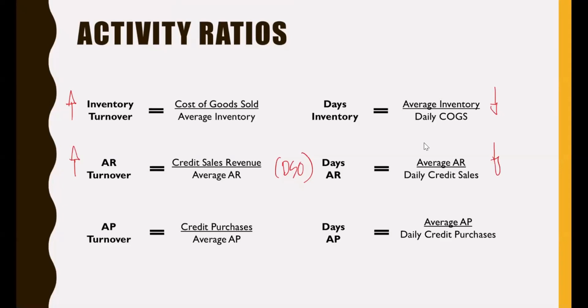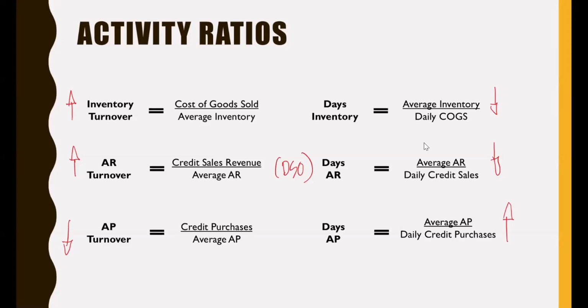But for accounts payable, we would want to have a lower turnover. Gusto natin ilang beses lang tayo magbayad in a given year. And of course, we would want our accounts payable to be outstanding for more days. Ayan. So ayan ang activity ratios.